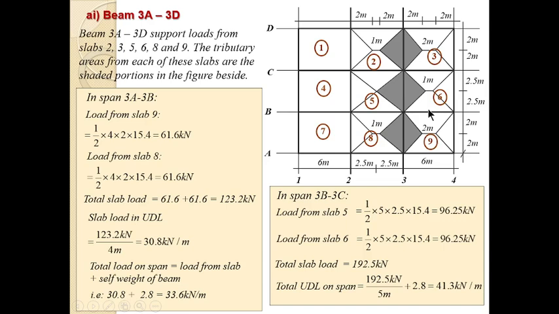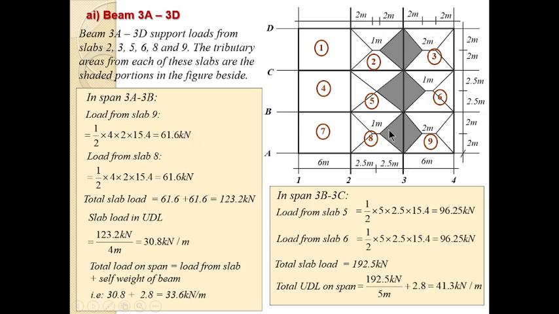But let's look at it. We are not concerned about this one. We are concerned with this shaded area. To calculate the load of this slab on this beam, we take this tributary area multiplied by the design load. So that's what we are doing here. The area of a triangle is half base times height. So what is the base? The base here is 4 meter, the height is 2 meter. That's why we have half of 4 times 2, multiplied by the design load, which is 15.4. That gives us 61.6 kilonewton, which is the load from this slab to this beam.